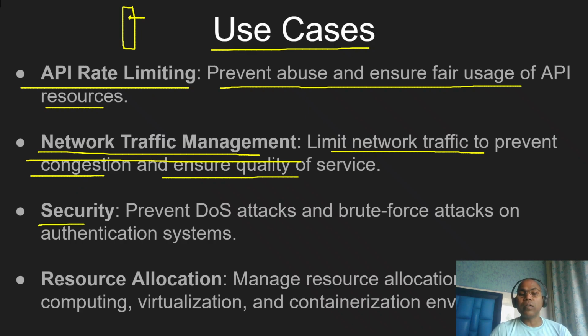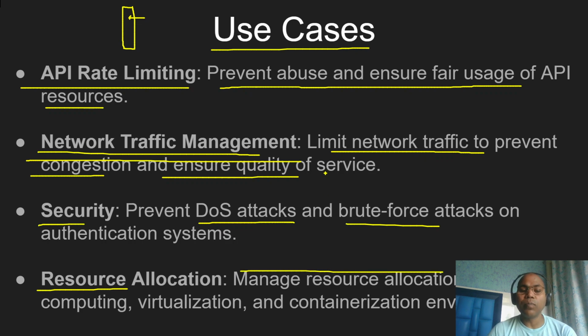Maybe security, such as denial of service attacks or brute force attacks. In those scenarios, authentication plays a role in ensuring that rate limiting is applied. Similarly, resource allocation: manage resource allocation in cloud computing, virtualization, and containerization environments.